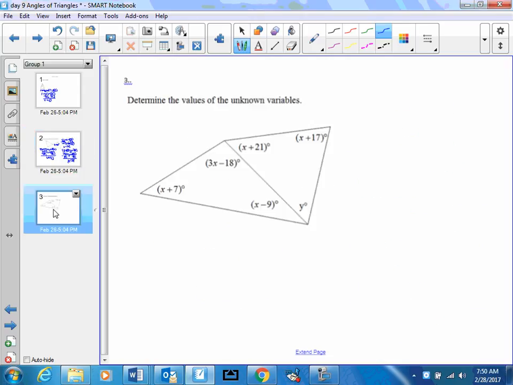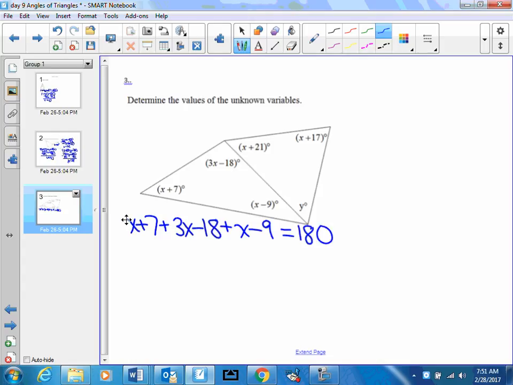Looking at our last example, determine the values of the unknown variables. Quite a lot of things going on here. I'm going to start with the left triangle. These are angles inside a triangle. So if I add them up, I know that total it has to be 180. So now I have to combine like terms.